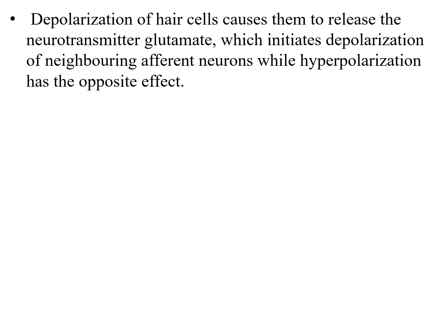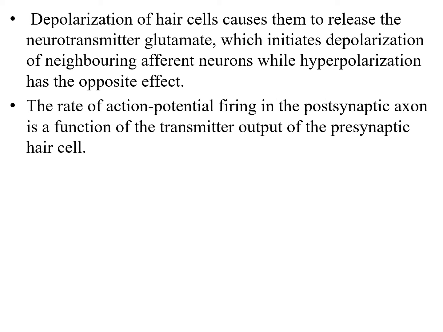Now, the rate of action potential firing in the postsynaptic axon is a function of the transmitter output of the presynaptic hair cell. What does that mean? It means the neurotransmitter output of the hair cells determines the rate of action potential firing in the postsynaptic axon. So the higher the rate of firing, the higher the neurotransmitter output.